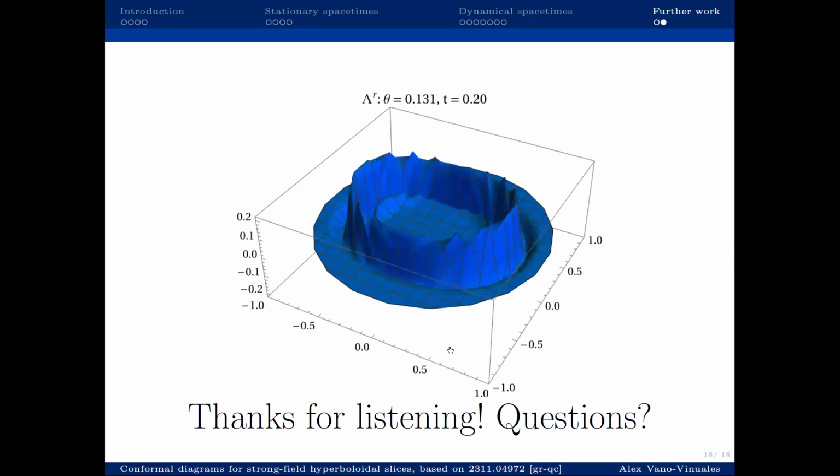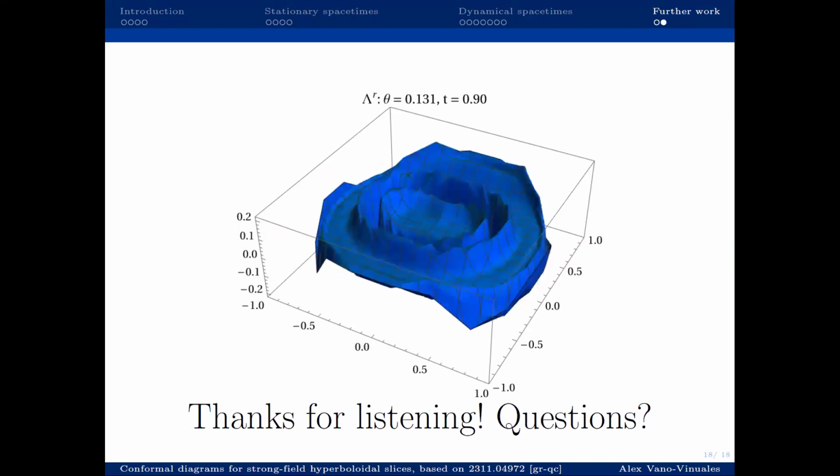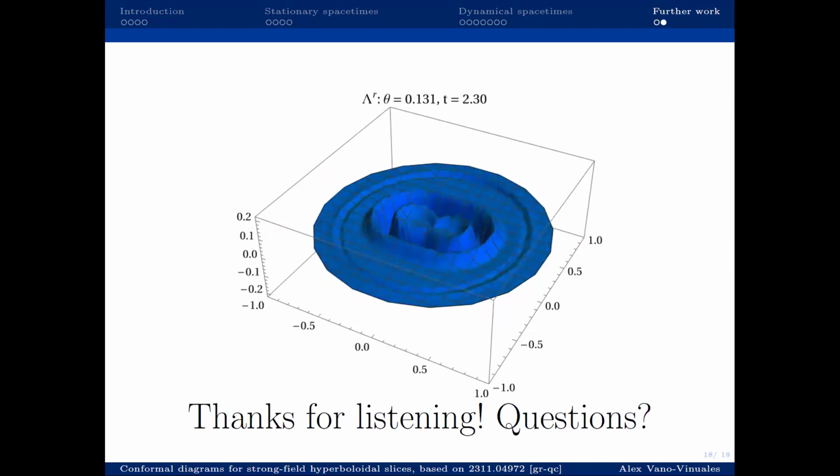All of this is done because we want to have initial data that is suitable for numerical simulations, evolutions that we do on hyperboloidal slices. This is just some work in progress on that. I'm showing some quantity which is evolving on a hyperboloidal slice from the Einstein equations. And that is all I wanted to say.